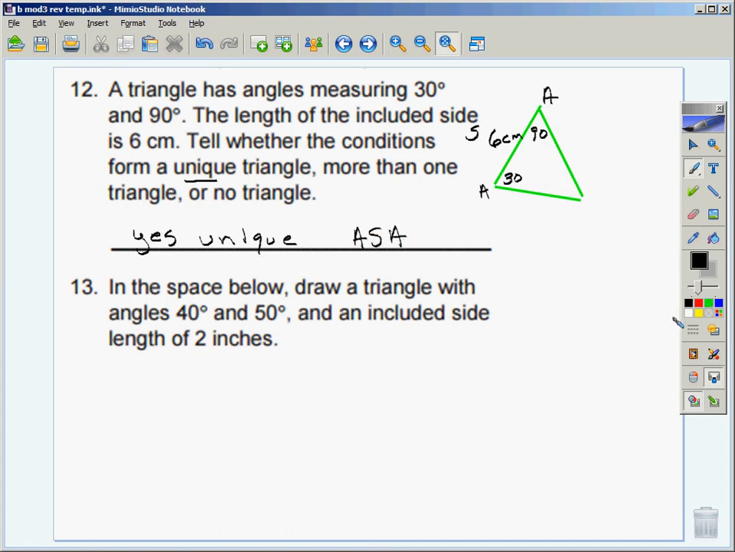In the space below, draw a triangle with angles 40 and 50 and an included side of 2 inches. This would be something that we'd actually have to take the time to draw out. It's important to know, though, that if I was drawing it out, the included side means the side that's in between these two angle measurements. And this would be unique because this would be angle, side, angle. Probably won't have a question like this on the test just because of a time factor.